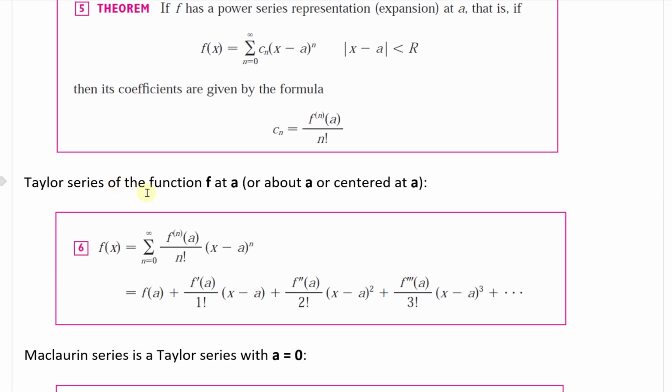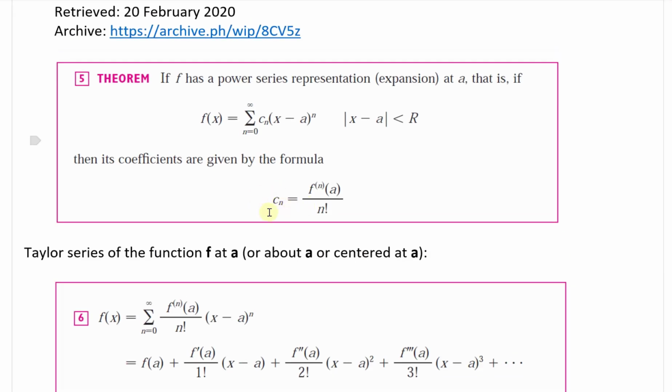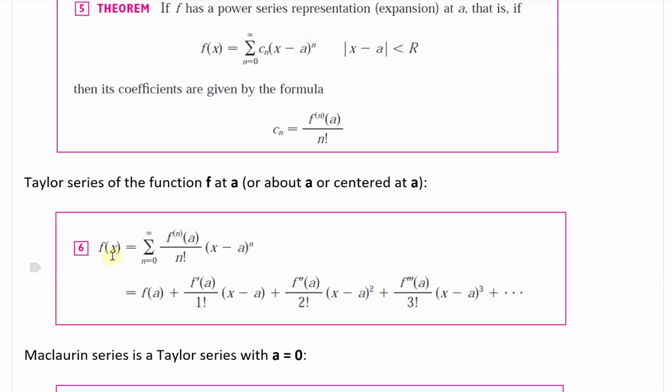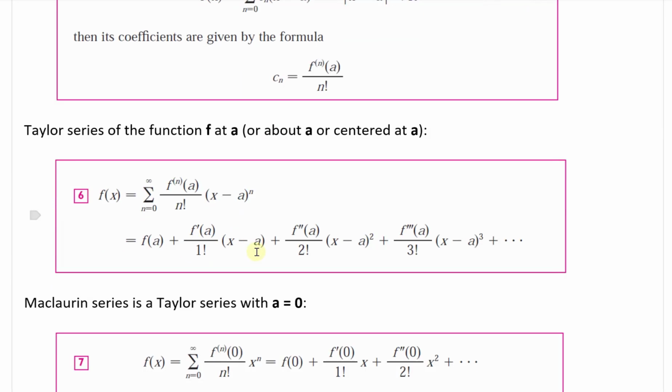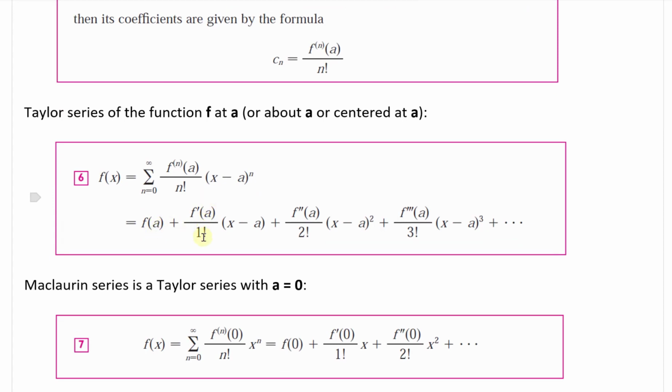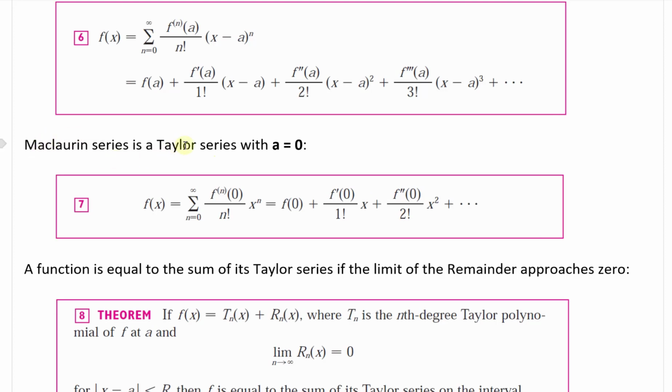Going for the Taylor series of the function f at a, or about a, or centered at a, when we plug in these coefficients c sub n and expand, we have f of x equals the summation from n equals 0 to infinity of the nth derivative at a divided by n factorial times x minus a to the power of n. This equals f of a plus f prime of a divided by 1 factorial times x minus a, plus f double prime of a divided by 2 factorial times x minus a squared, plus the third derivative at a divided by 3 factorial times x minus a cubed, and so on. It keeps going on and on. And the Maclaurin series is a Taylor series with a equals 0.